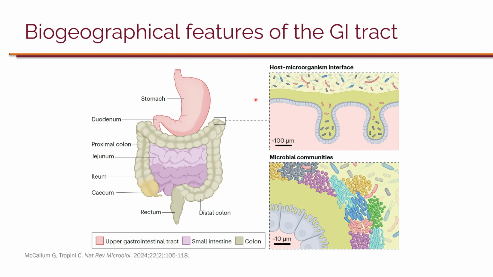Now let's go and talk about the rest of the GI tract. So we talked about the oral microbiome and the esophagus. Then once you get to the stomach, it's highly acidic, so a lot of bacteria and other organisms die once they make it to the stomach.